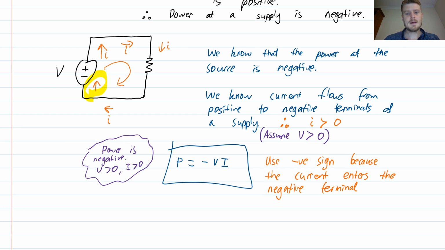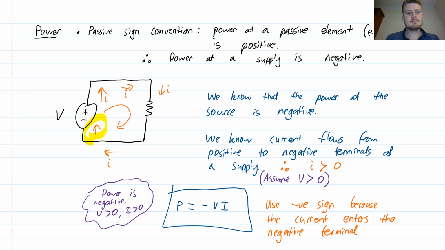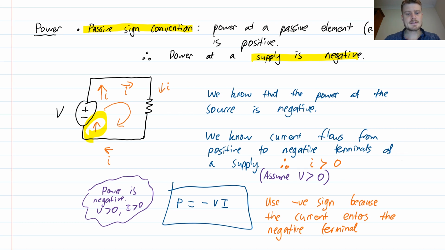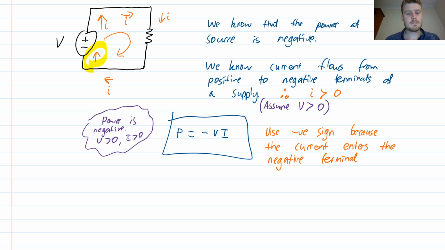Because the fundamental principle that you really need to know is this idea in the passive sign convention that power will be negative at a supply. As long as you remember that, the rest of it you can just figure out in 10 seconds by drawing this circuit and thinking about it. So that's the answer there for power.